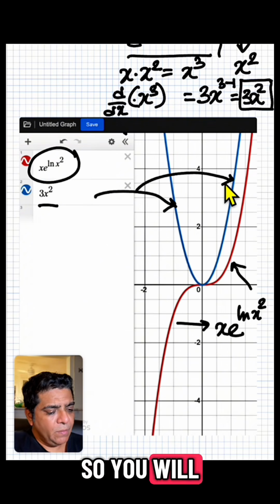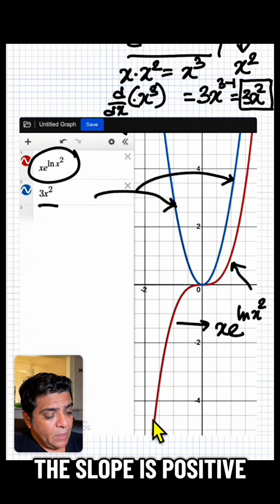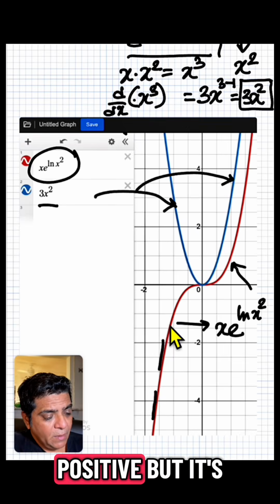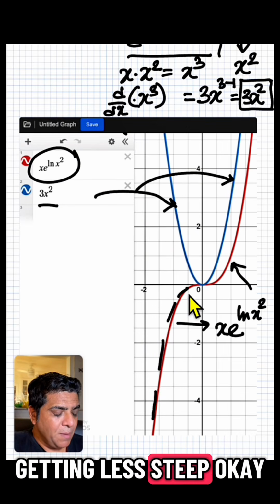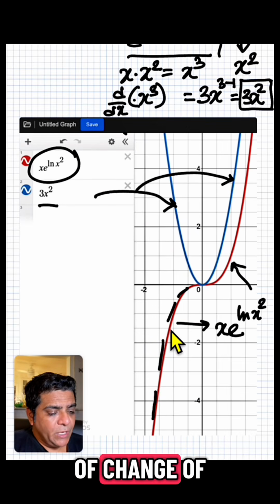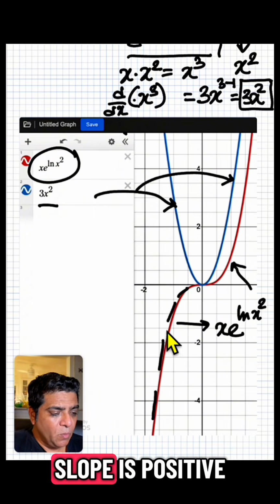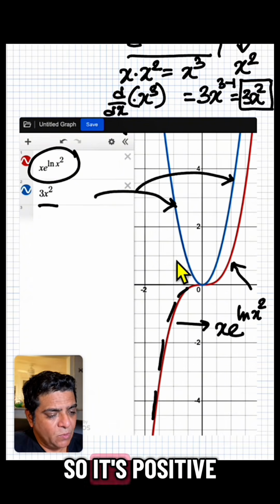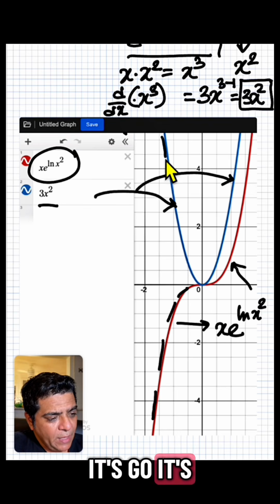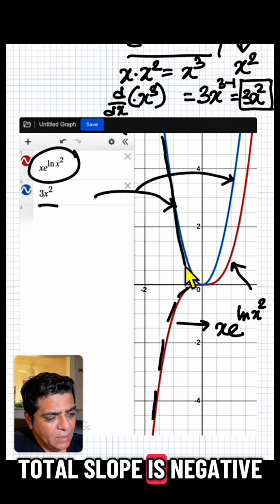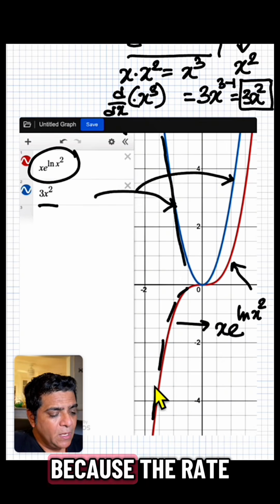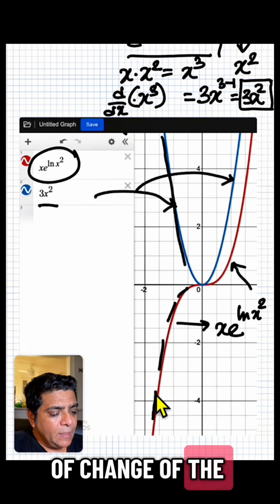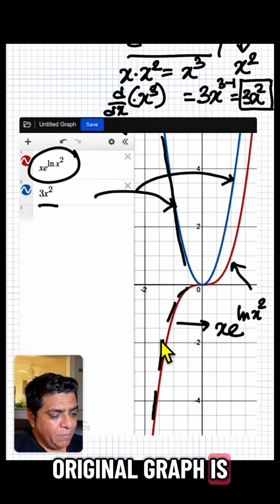You will see that here the slope is positive, but it's getting less steep. So the rate of change of slope is going to be negative, even though the slope is positive. The derivative graph is above the x-axis, so it's positive, but its total slope is negative. You see this direction. Why? Because the rate of change of the original graph is actually getting less steep.